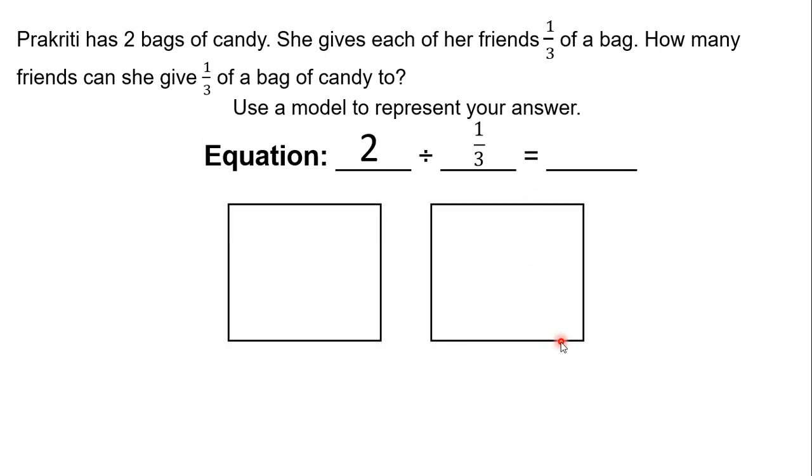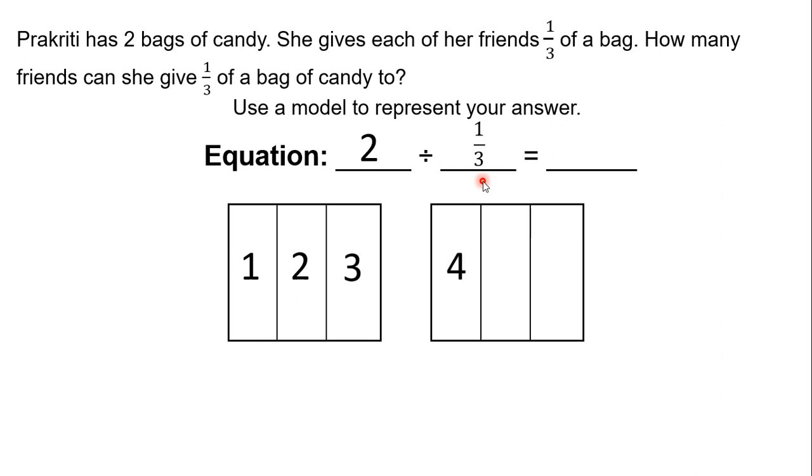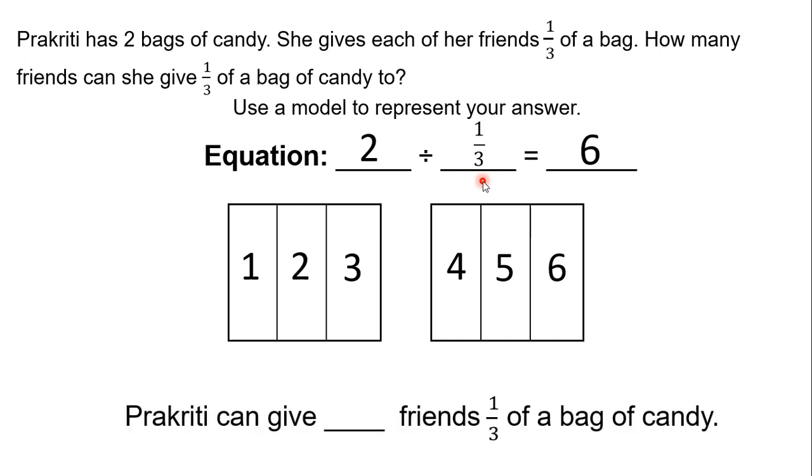We're going to start with two models here because our starting number, our dividend, is 2. We're going to break each model into one-third size pieces since we're dividing by one third. And now we're just going to count how many one-third size pieces we have. We have 1, 2, 3, 4, 5, 6 one-third size pieces. So that means that Prakriti can give 6 friends one third of a bag of candy.